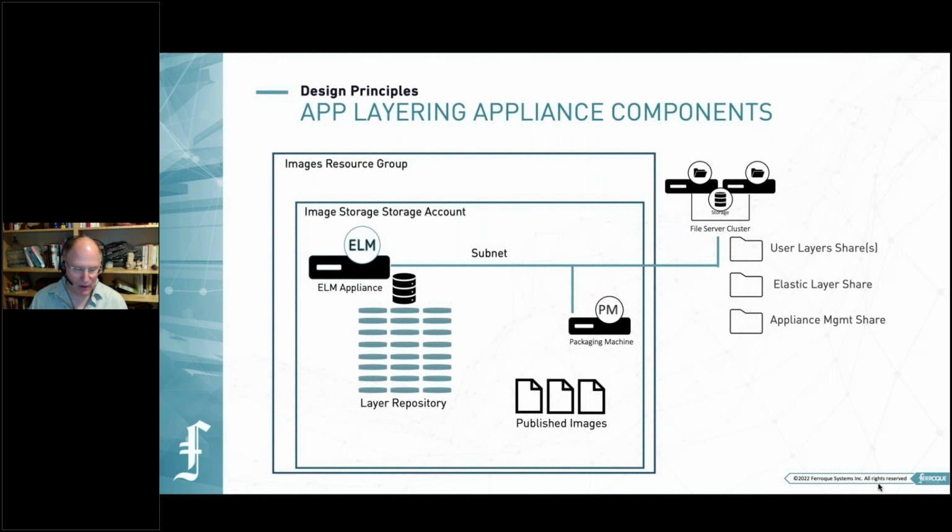After you've created all the layers you want and you want to create a published image, that published image gets created as a disk in that same storage account. And then you would use those disks when you deploy your catalog. The other component to app layering that you might use is elastic layering, which Jeremy brought up some of the benefits for. The way elastic layering works is when a machine boots and a user logs in, it dynamically mounts VHD files off of that share.